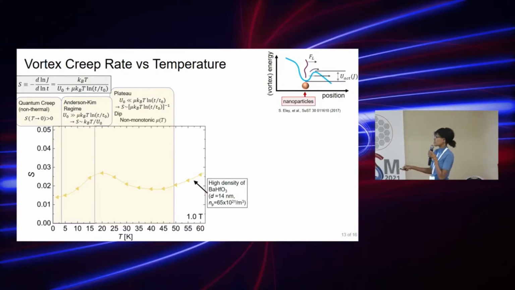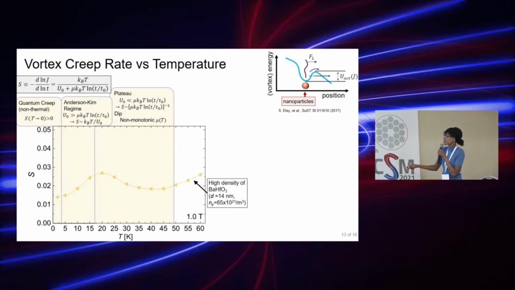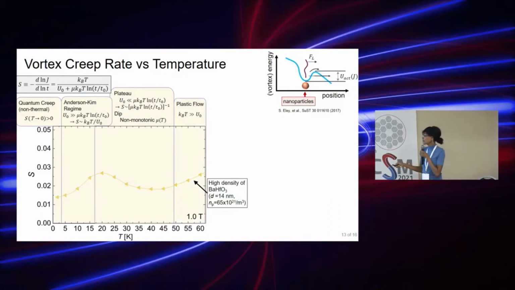However, here we see a very clear dip, and non-monotonic S of T is not common to see. You'll see it in samples with columnar defects, but dipping down to creep rates that are this low at such high temperatures near TC is very rare. It's something that we don't completely understand. We don't understand why nanoparticles create this. It would be nice if we understood this, because we could hopefully apply it to other materials and figure out how to lower the creep rates as we approach TC. And then at higher temperatures, we enter the plastic flow regime.